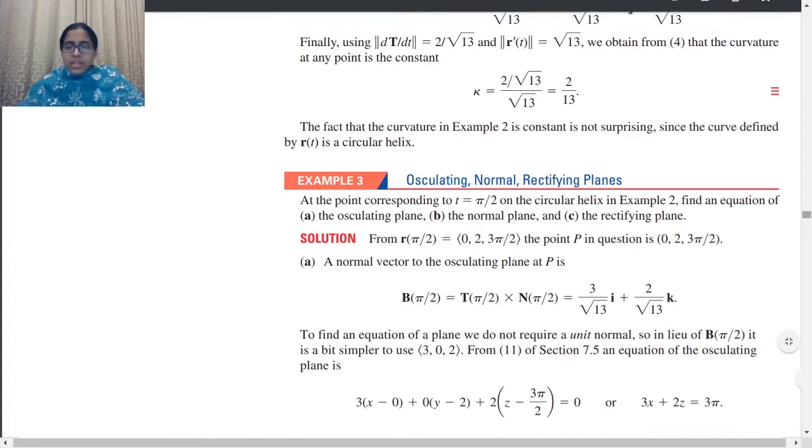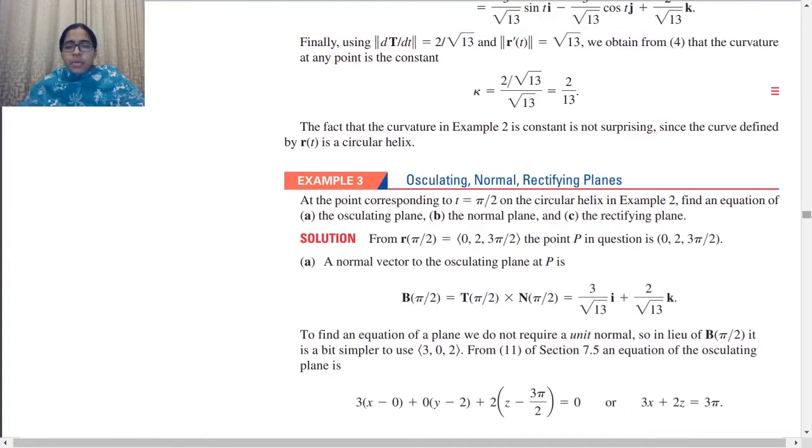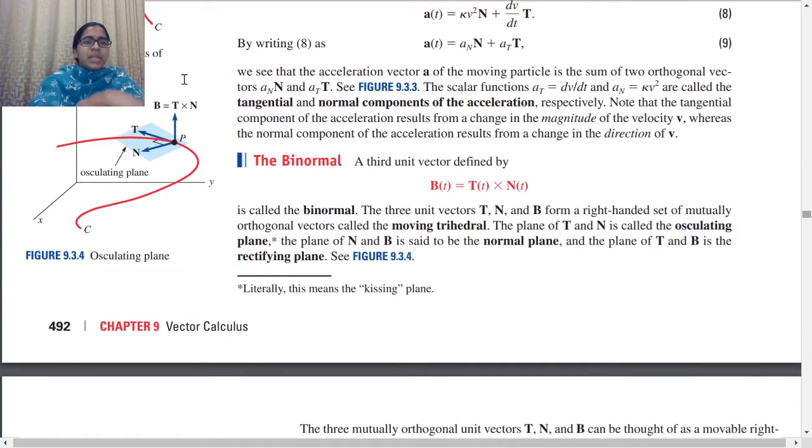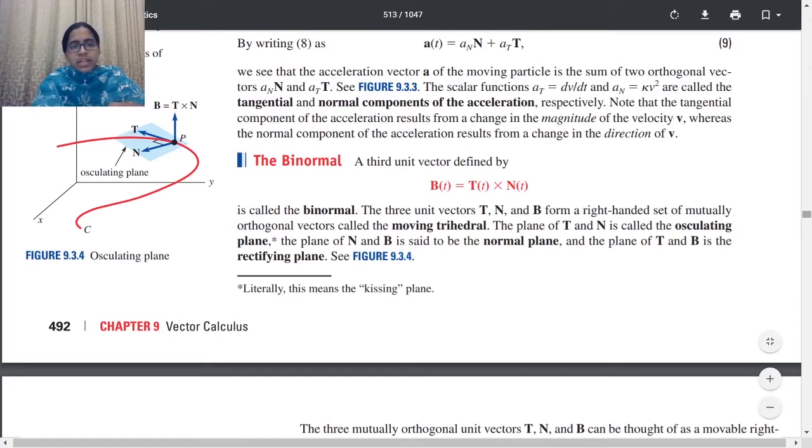Now we can find the normal vector to the osculating plane at this point. What is the osculating plane? The osculating plane is a plane containing the unit tangent and the unit normal. And we know that these three vectors are mutually orthogonal. So we can refer to the figure. If we consider the plane containing T and N, B will be normal to it. If we consider the plane containing B and T, N will be normal to it. And if we consider the plane containing B and N, T will be normal to it.